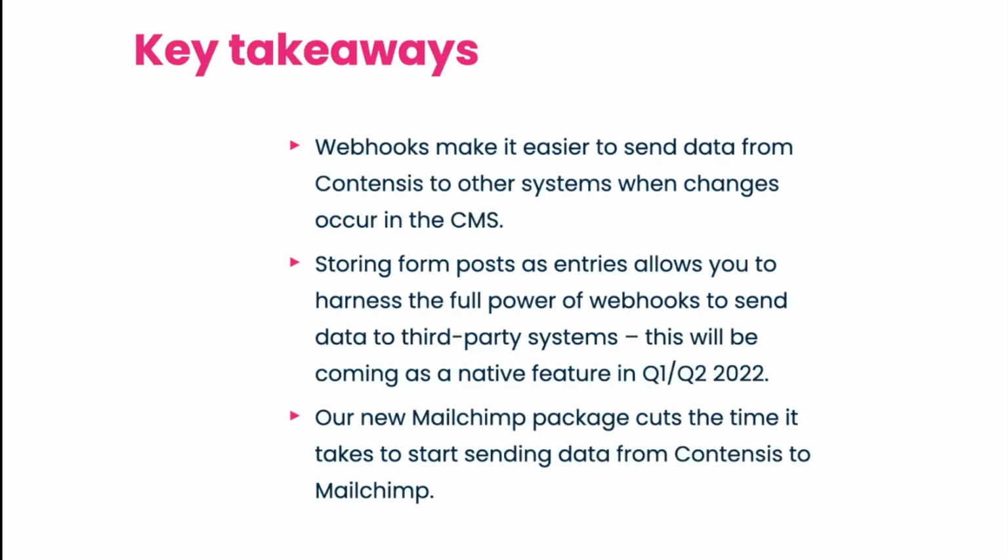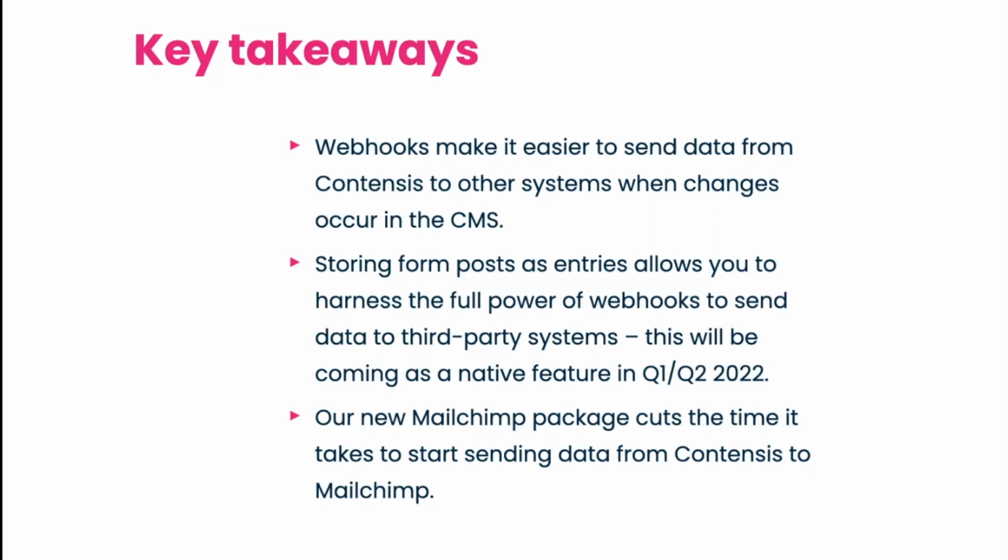In terms of what we've covered today, the key takeaways: we hopefully explained how webhooks make it easier to send data from Contensis to other systems when changes occur in your CMS. We've shown how storing form posts as entries will allow you to harness the full power of those webhooks to send data to third-party systems. Hopefully that will be coming as a native feature sometime in early 2022. And our new Mailchimp package will cut the time it takes to start sending data from Contensis to Mailchimp.